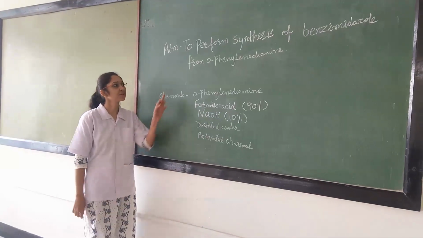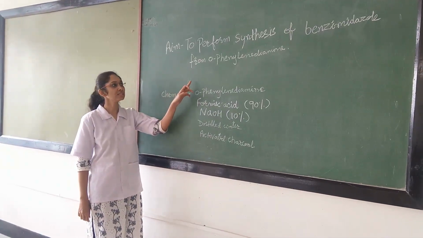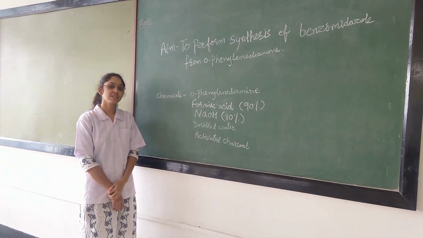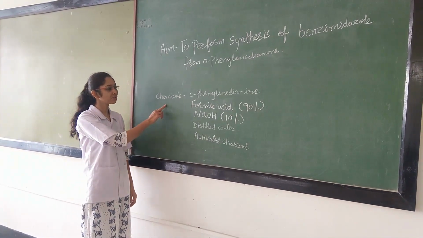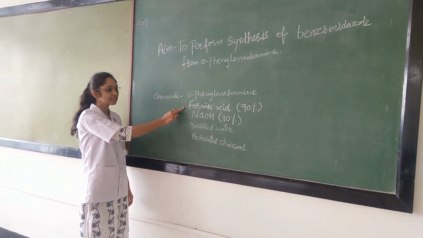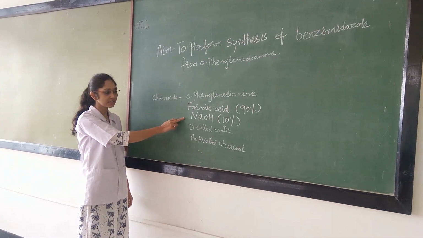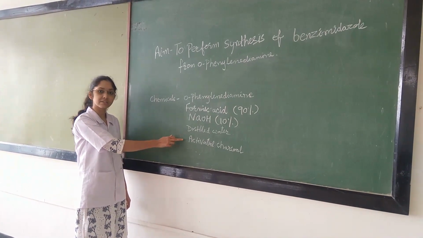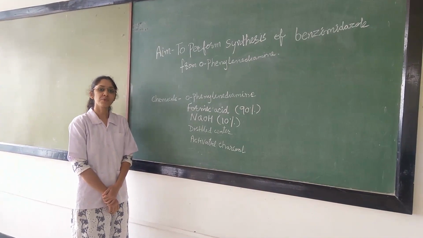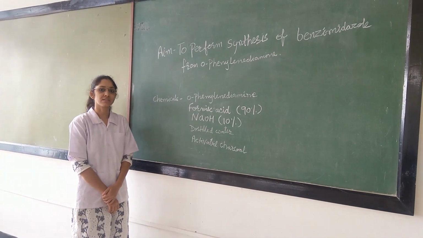Hello students, so now we are going to see how to perform the synthesis of benzimidazole from orthophenylene diamine. In the theory part, we have already seen the chemicals which we will require, that is orthophenylene diamine, formic acid 90%, NaOH 10%, distilled water and activated charcoal. So now let us see the chemicals and how to perform the actual practical.